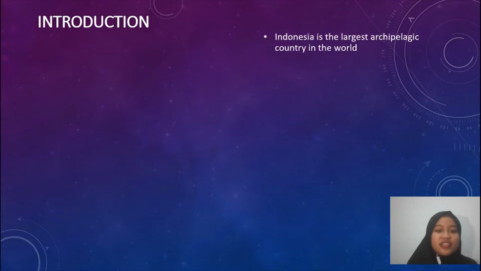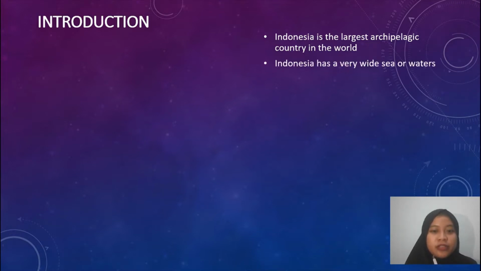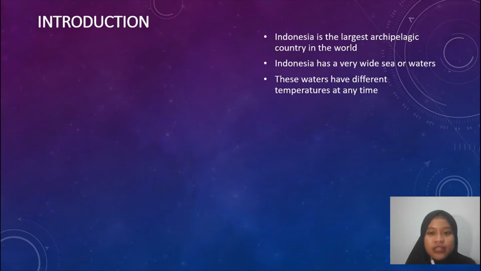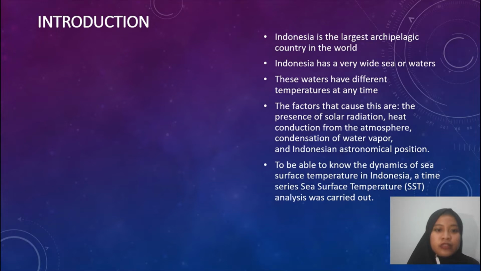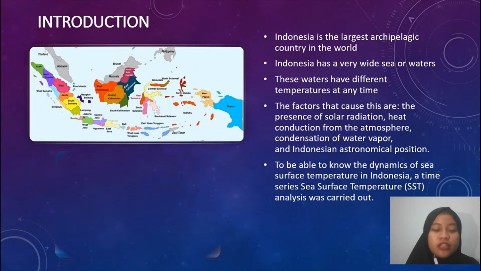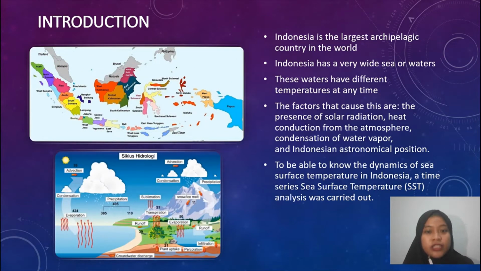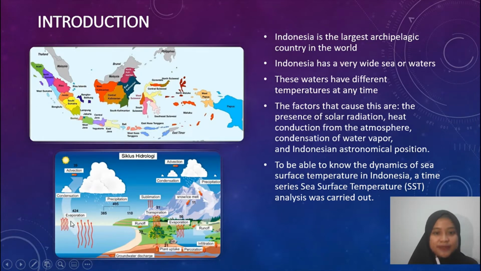Indonesia is the largest archipelagic country in the world, which has a very wide sea or waters. These waters have different temperatures at any time, which are influenced by several factors, namely the presence of solar radiation, heat conduction from the atmosphere, and condensation of water vapor, which are closely related to the hydrological cycle that occurs on Earth. In the hydrological cycle, it begins with the evaporation of water caused by solar radiation.